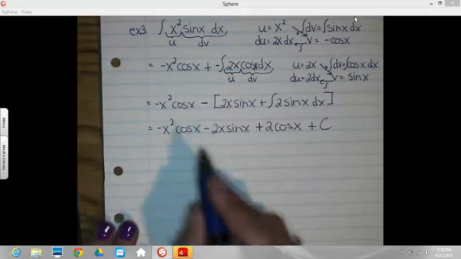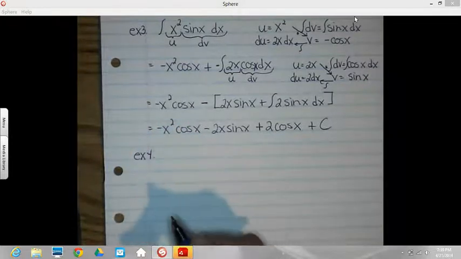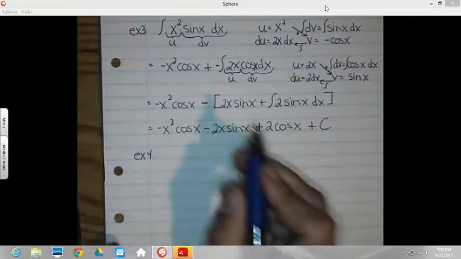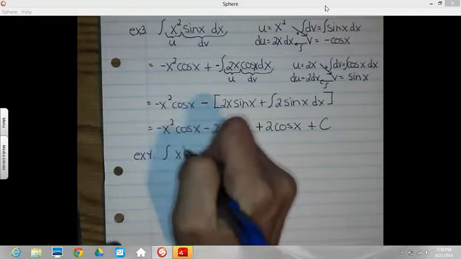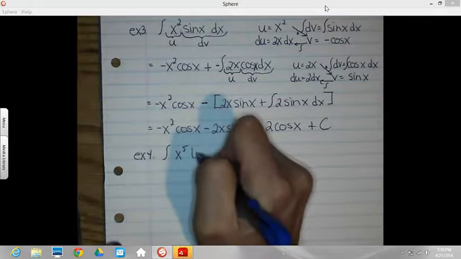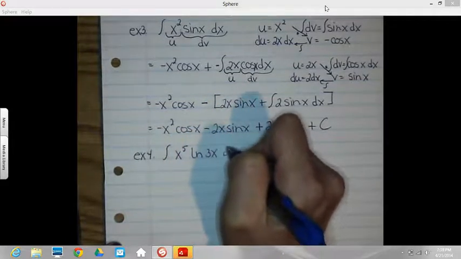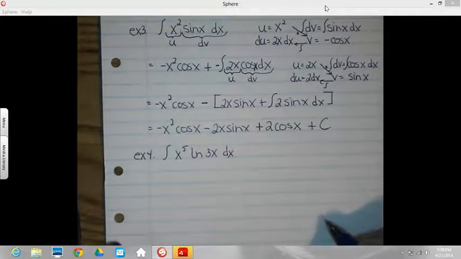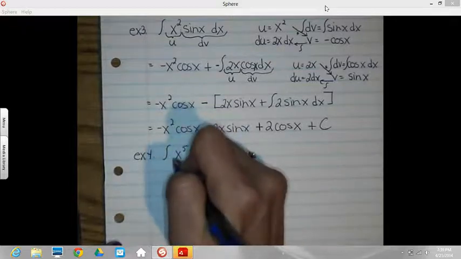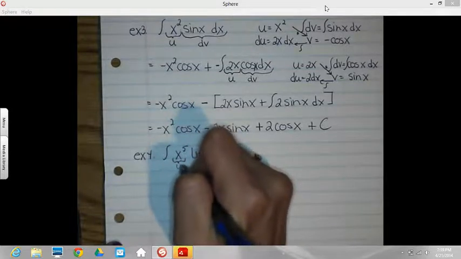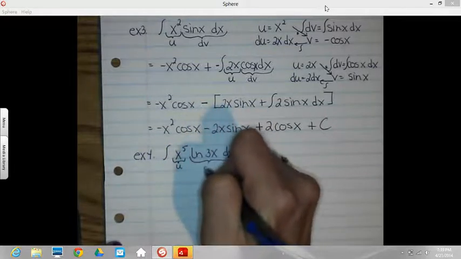Okay, this is the 1/10 here. Number 4. Integral of x to the 5th natural log of 3x dx. Up to now, if we just follow our pattern, we said we were going to let the u equal the x term, the dv equal the rest.